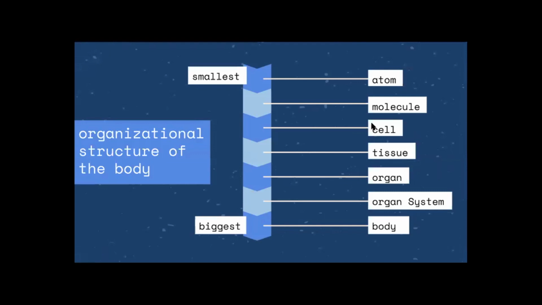So when we talk about the structure of the body, we will always start from the smallest to the biggest, and the atom is considered the smallest structure in the body. How this is organized is that everything that comes before is grouped together to make up the next thing. For example, a group of atoms make up molecules. A group of molecules make up cells. A group of tissues makes up an organ. A group of organs makes up an organ system, and a group of organ systems makes up our body.